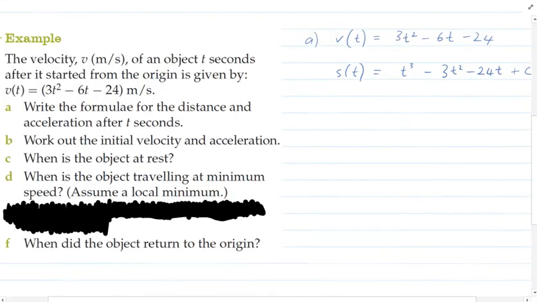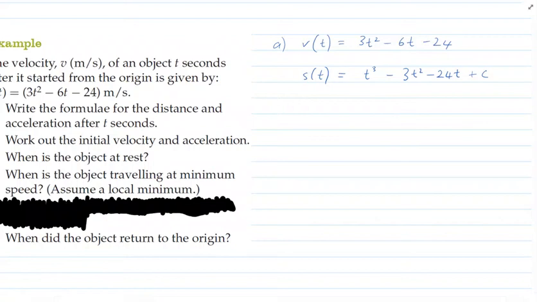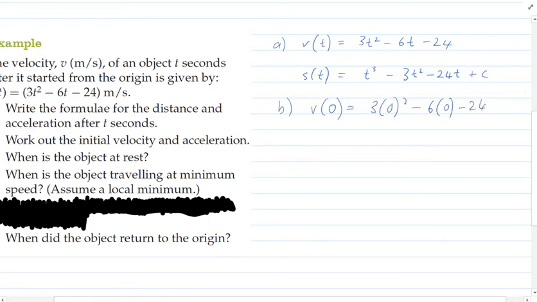Okay, in our next question, work out the initial velocity and acceleration. The initial velocity will be when t equals 0. So all I'm looking for is v of 0. That will be 3 times 0 squared minus 6 times 0 minus 24. And so that gives us negative 24, and that's in meters per second. So that's our initial velocity.